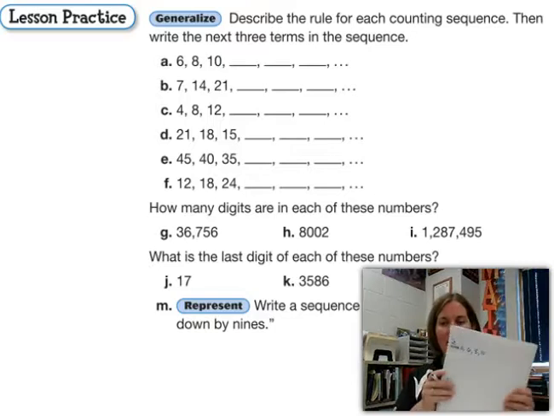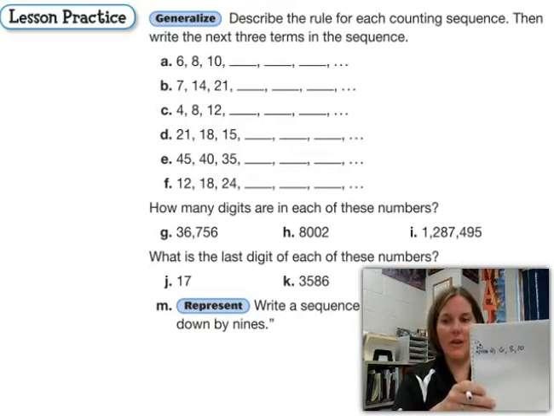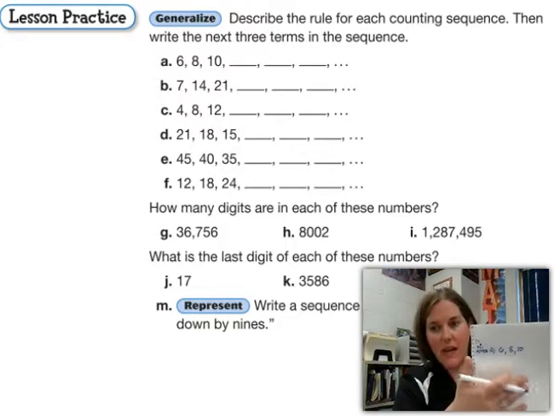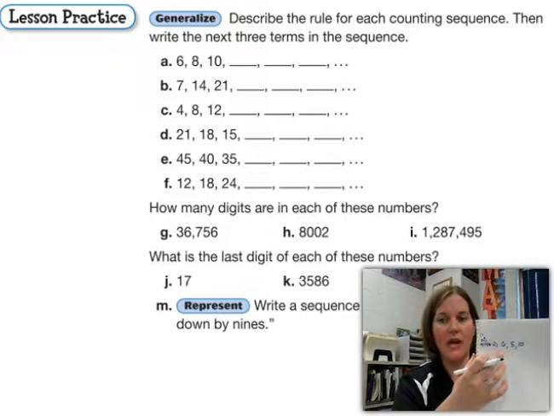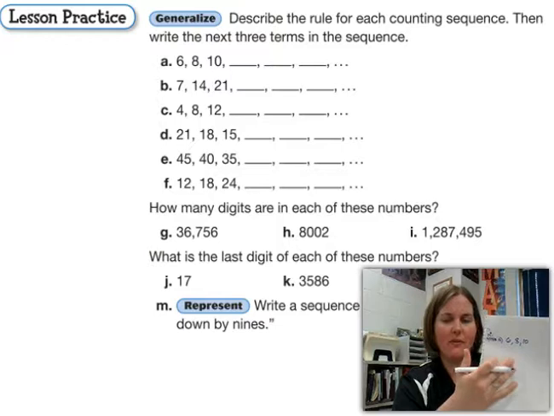I know we had started talking about example A, which started with 6, 8, and 10. We can see it's increasing. We need to determine by how much. If you don't know, you would subtract the first 2 terms. So then you would think 8 minus 6. And 8 minus 6 is 2. It is counting up by 2. It's even numbers. That should be very familiar to you.